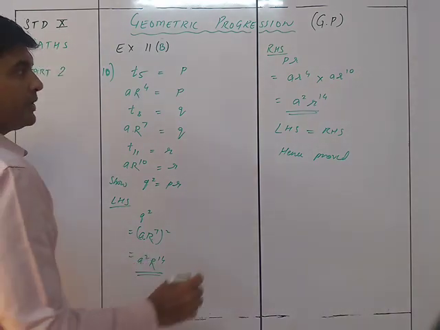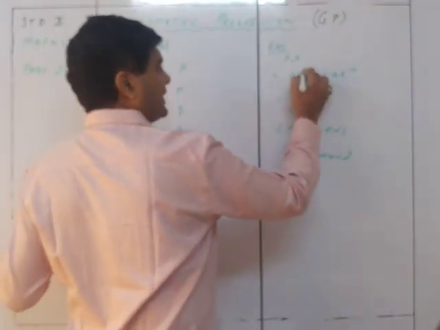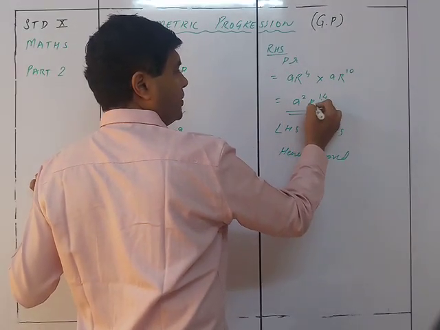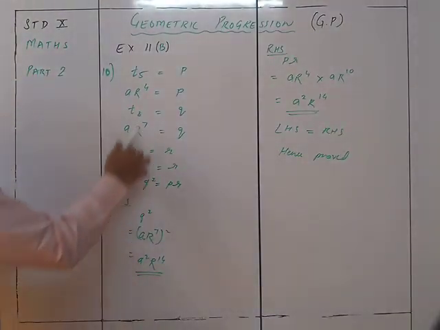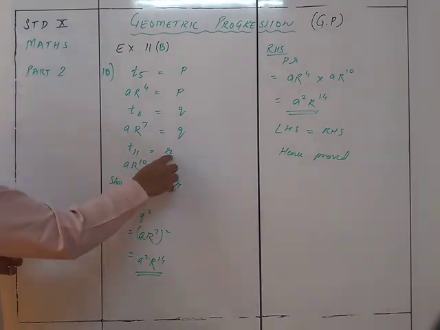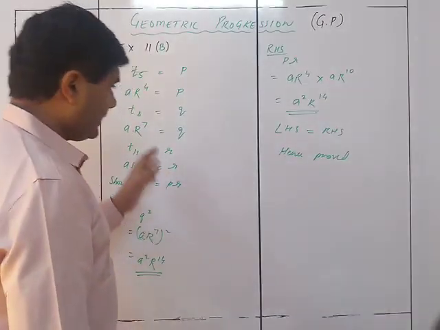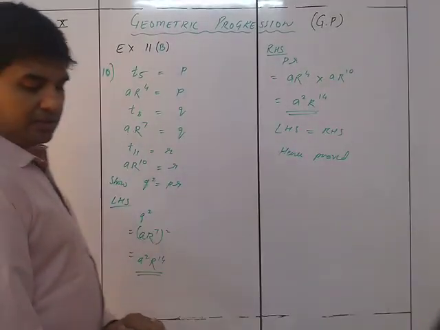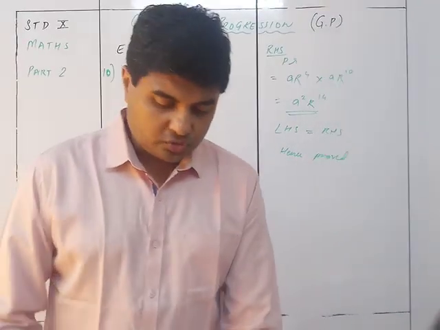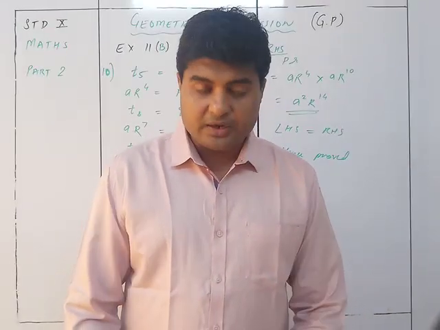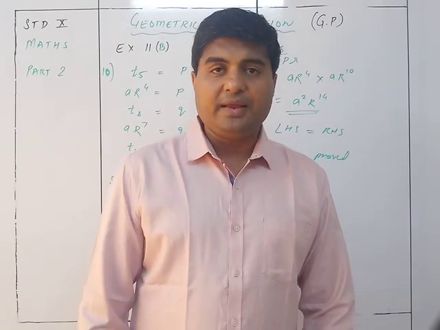Otherwise you will feel that the r will cancel or something else, because they are different terms altogether. They are not the same term. Here the r is the common ratio, whereas this R is just the variable. So you don't need to worry about this. So this is exercise 11b. That was exercise 11b. We'll stop here and continue the further part of the chapter in the next video.